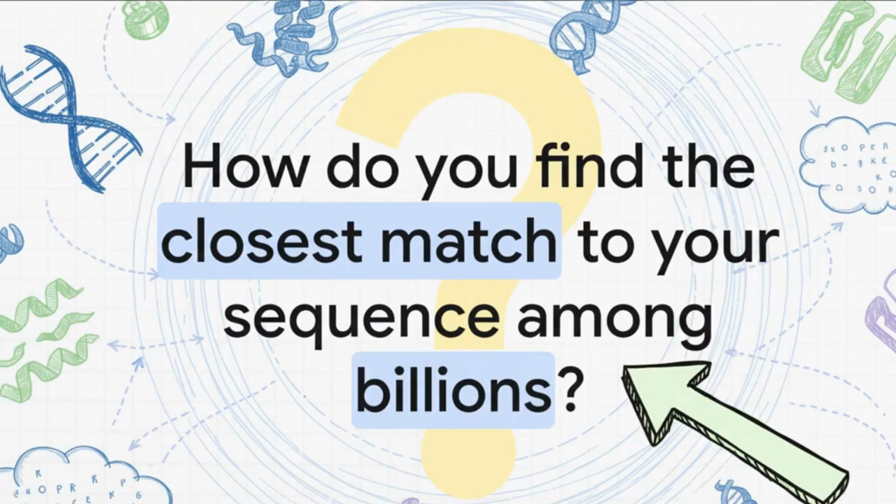So let's set the scene. You've just sequenced a brand new protein. But what is it? What does it do? To figure that out, you've got to compare it to, well, pretty much every known sequence out there in these massive global databases. We are talking billions of entries. So how on earth do you find a match in all that noise without waiting forever?